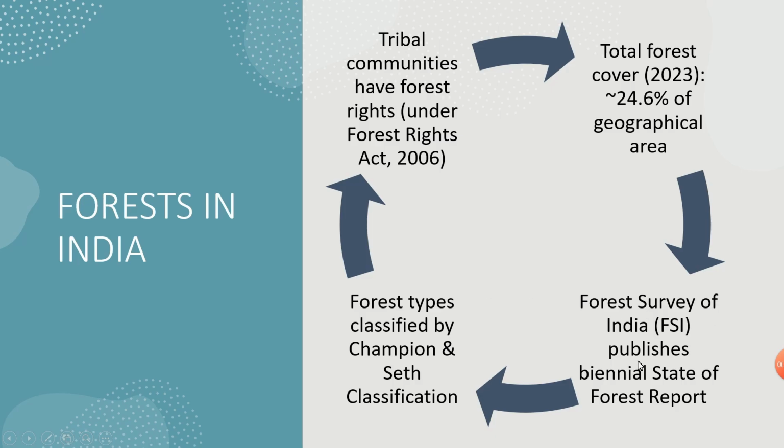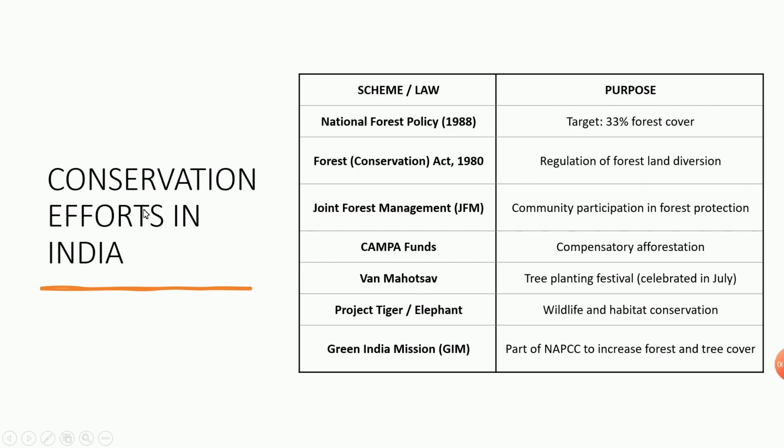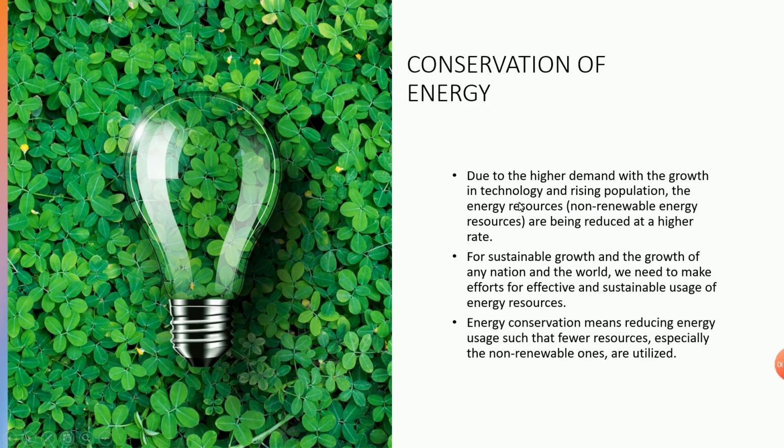Then the Forest Survey of India publishes a biennial State of Forest Report. Lastly, forest types are classified by the Champion and Seth classification. So this is how they do the forest classification. So conservation efforts in India: these laws are followed in India to conserve the natural and energy resources in India. I am saying natural resources as well as energy resources. So I don't want to go into it; you just go through it.